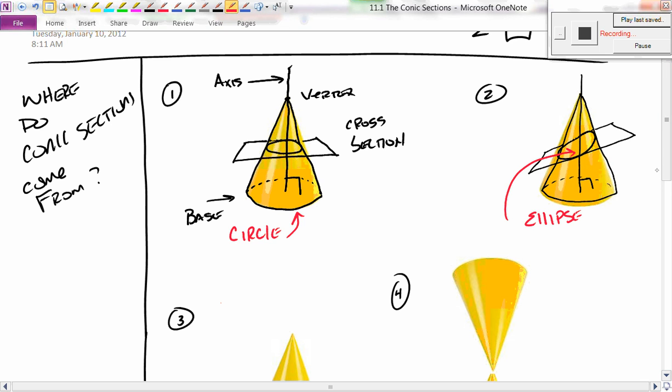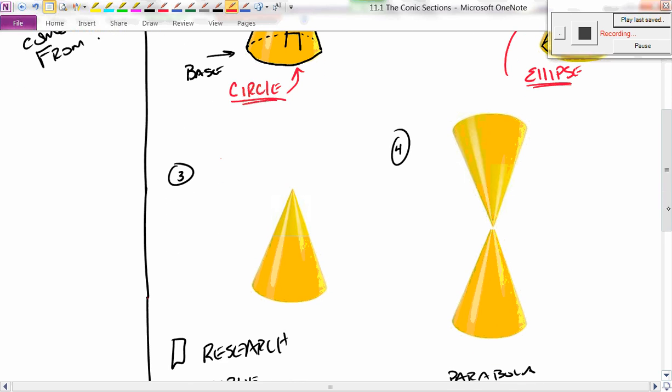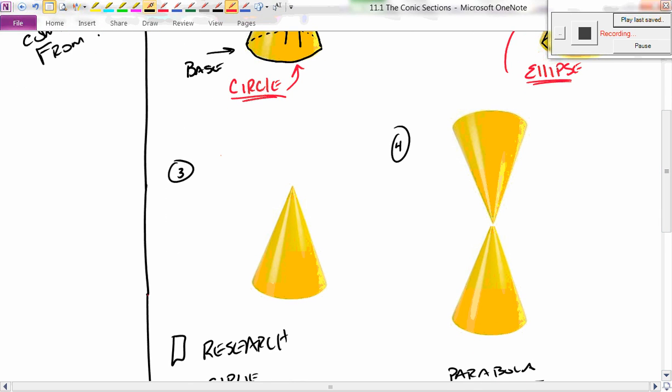So far we have circles that we can get from a parallel cross-section to the base. We have ellipses if we sort of tilt our cross-section up a little bit. The third one that we can get is a parabola. Anybody see how we can generate a parabola out of this thing? What can I do to create a cross section that would give me a parabolic shape? Anybody see it?